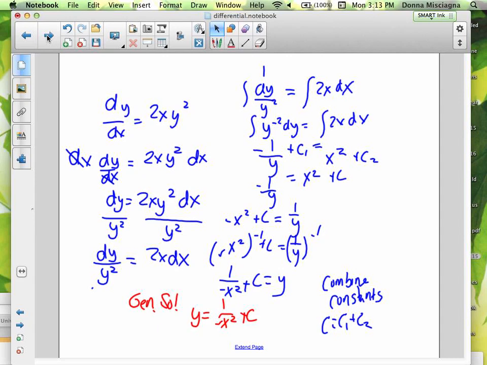Okay. And then you can flip both sides, right? So you can move them over if you don't like where the negative is. So just another way to solve it. Multiply both sides by y. What happened to my y?